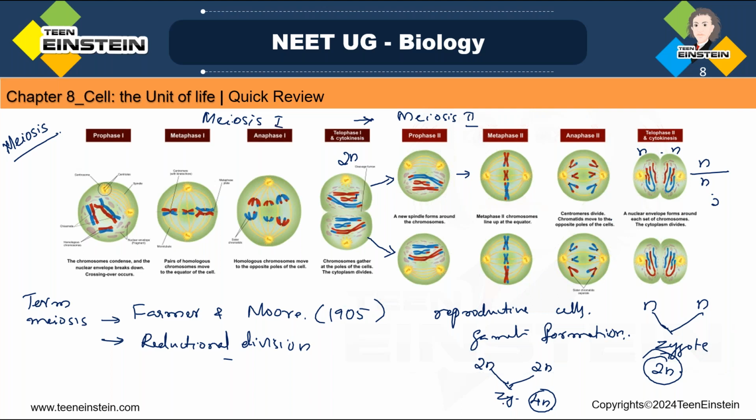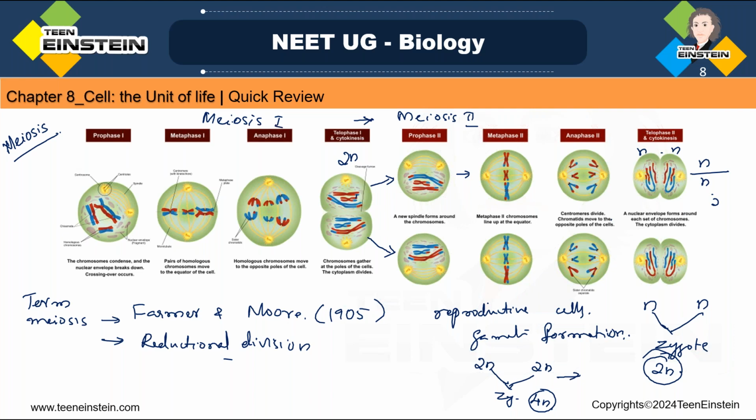Okay, and here comes independent assortment, Mendel's law. Here independent assortment of chromosomes is taking place. The chromosomes are independently assorted, and that leads to variation. That forms the species diversity and the formation of different species or different types of organisms. This independent assortment of chromosomes leads to diversity, to variation.